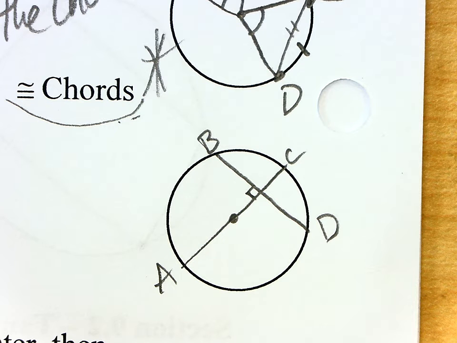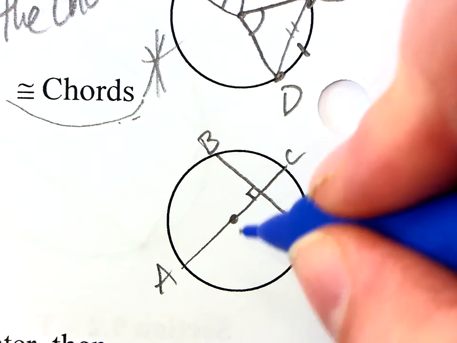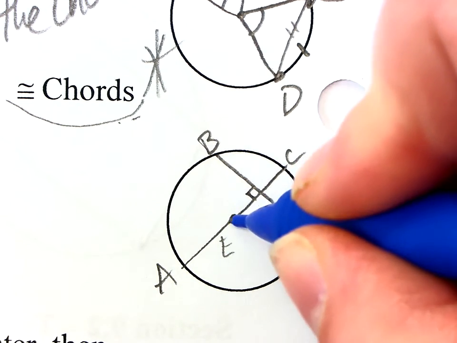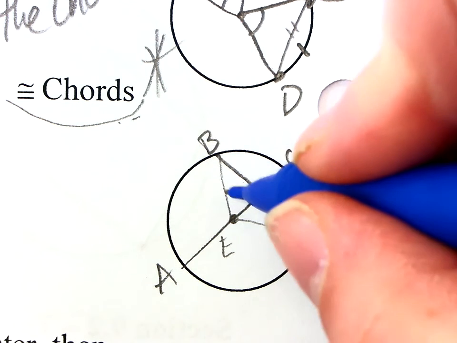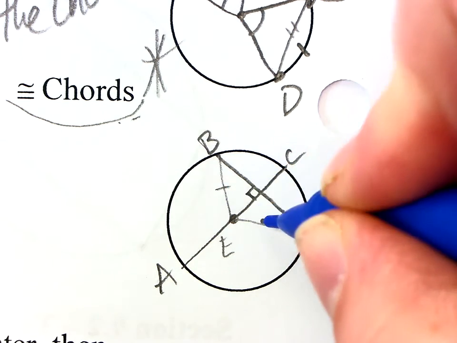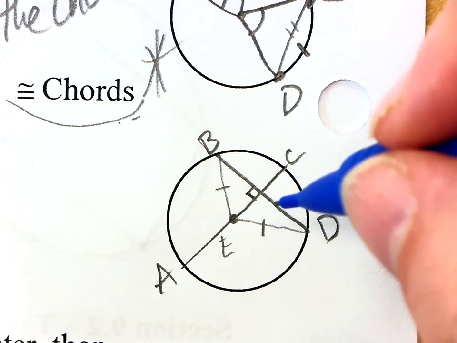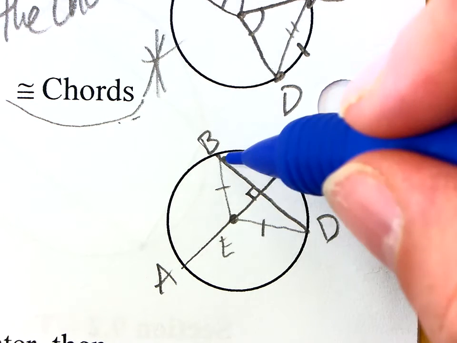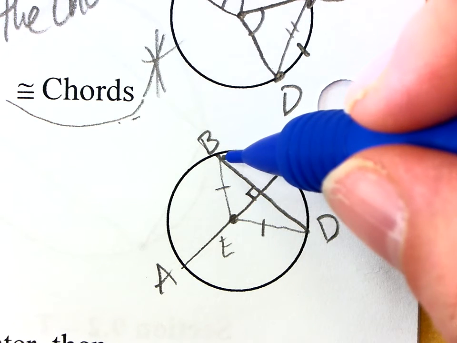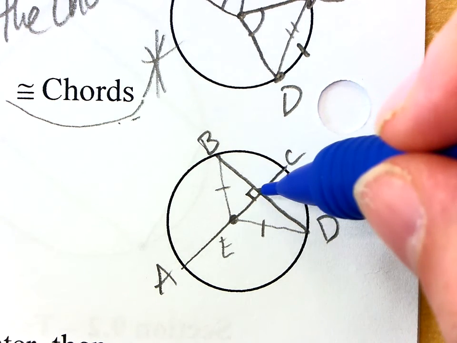And here's an easy way to see why. Let's call this point E. What do I know about EB and ED? They're the same because they're both congruent. They're both a radius of the same circle, right? So they're equal to each other. So don't I now have an isosceles triangle with basically an altitude drawn?